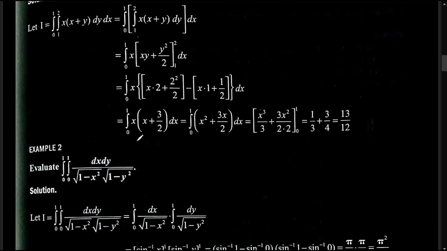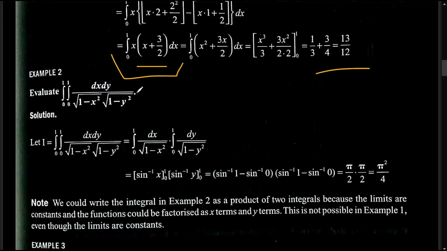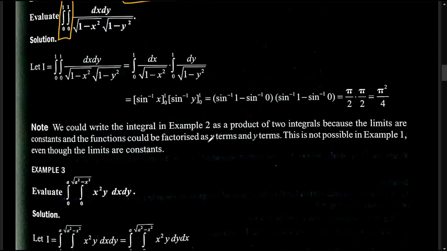You used to get this, and after getting this, now you have to integrate with respect to x. You get the desired answers. That's it, simple. And now this, actually here they are just splitting up because the limits are equal, so that's why they are splitting up. So yeah, in this note they used to tell this.